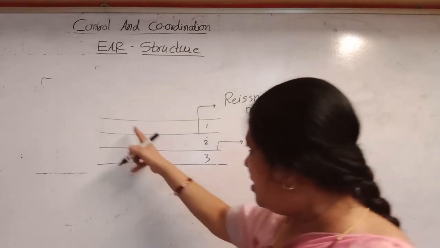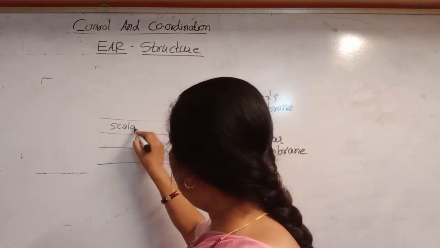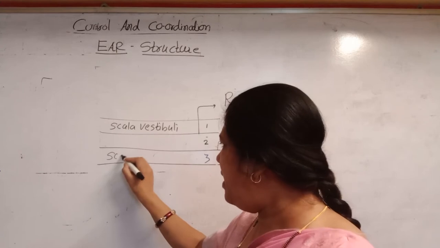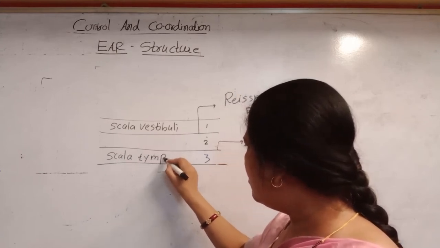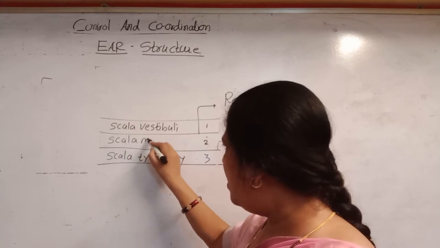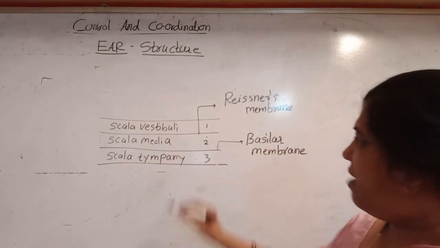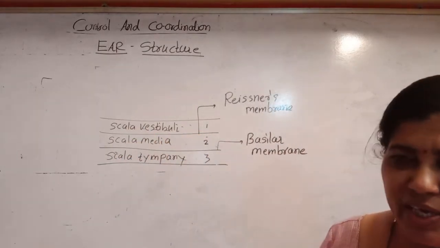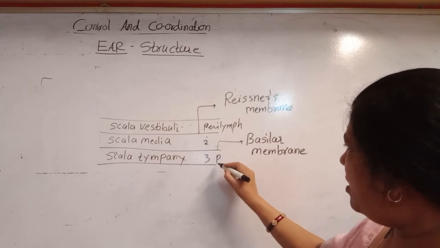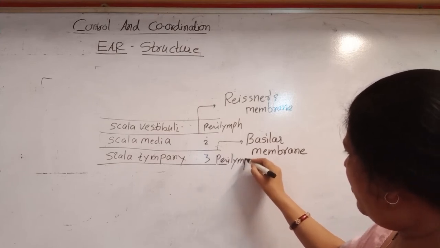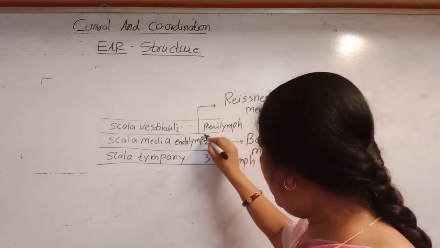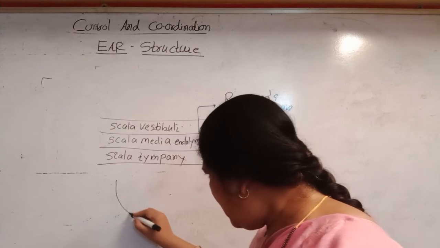1, 2, and 3. This chamber is called scala vestibuli. This is scala tympani. And the middle is called scala media. Scala vestibuli and scala tympani are filled with perilymph. But scala media is filled with endolymph. Okay. So the cochlea is like this.